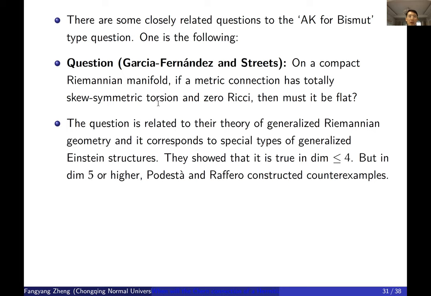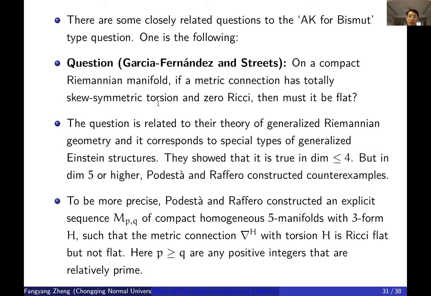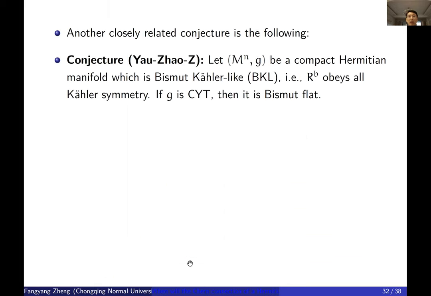This question is related to their generalized geometry and generalized Einstein structure. It turns out it's true in real dimension 4 or less, but in dimension 5, Podesta and Raffero constructed counterexamples in a couple of recent preprints. To be more precise, they constructed an explicit sequence of compact homogeneous 5-manifolds, along with an invariant 3-form H on it. If you form this metric connection nabla H, using H as torsion, it is Ricci flat but not flat. Here p and q are any two relatively prime positive integers. Another closely related conjecture is a question raised by Yau, Zhao and myself a couple of years ago.